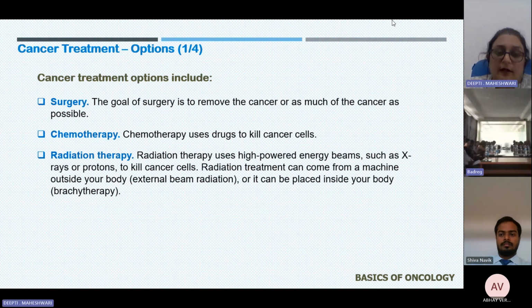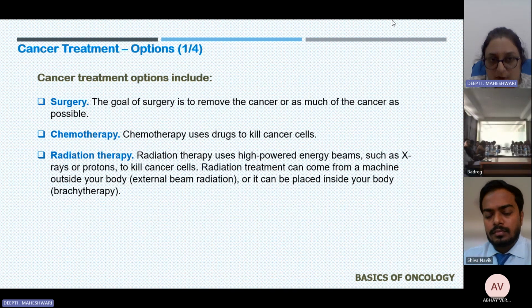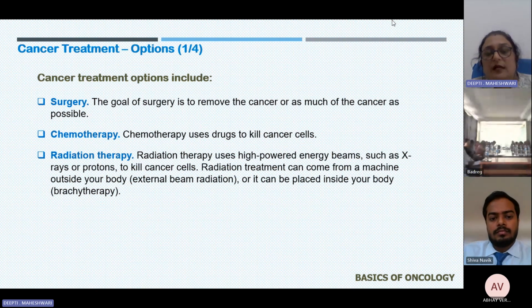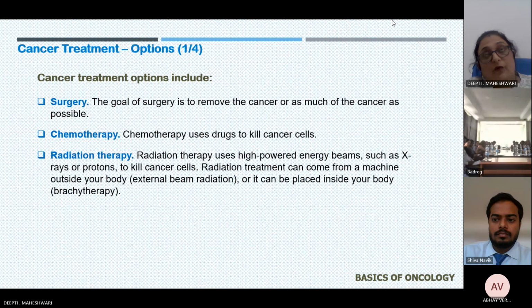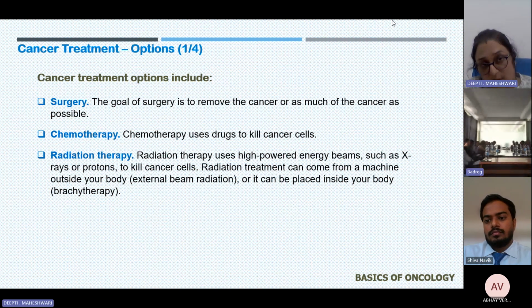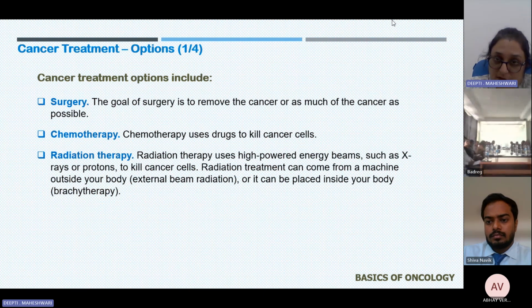Then you have one more option like chemotherapy, which we will be focusing on, where you give chemotherapeutic drugs to kill all the cancer cells. Okay, chemotherapy can be given for treating cancer or can be the first line of treatment also. But chemotherapy also can be given after surgery.